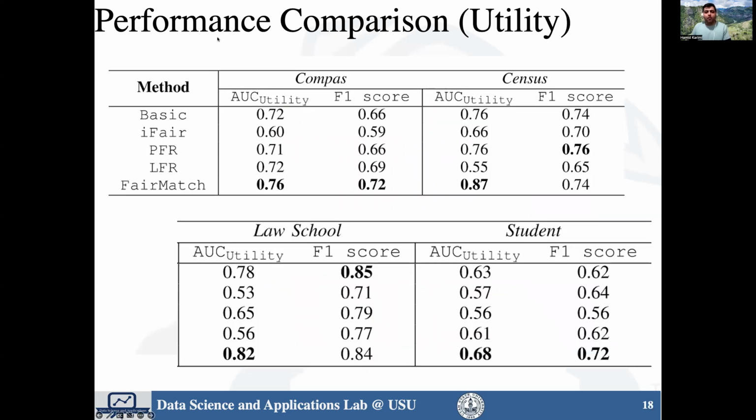Also, here you can see performance comparison in terms of utility, which is the common AUC, area under the curve. We distinguish it from AUC fair by calling it AUC utility, and also F1 score, where you can see our model also outperforms the baselines. It means the model is predictive and fair, so it doesn't sacrifice one at the expense of the other.